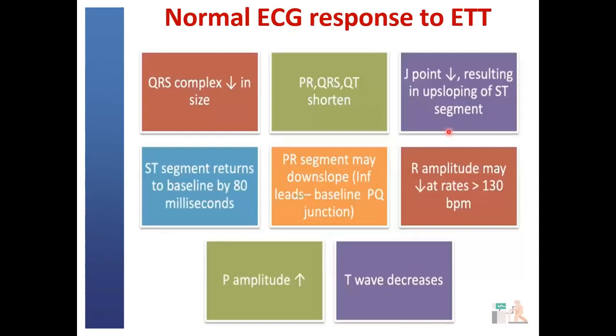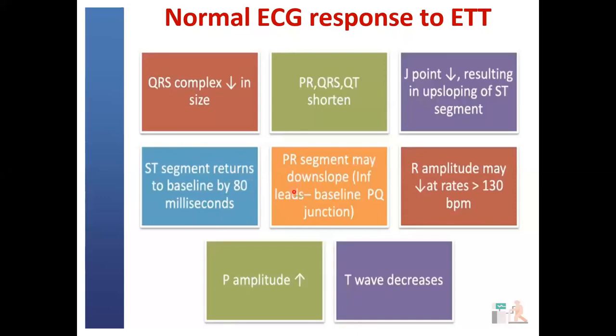So there are quite a number of normal ECG responses to exercise stress testing. Looking at the QRS complex, there's a decrease in size. Likewise, the intervals such as the PR interval, the QRS, and the QT interval tend to shorten. The J point decreases. This will usually result in an upsloping of the ST segment, and the ST segment usually returns to baseline by 80 milliseconds. 80 milliseconds is averagely two small squares on standard ECG tracing paper.